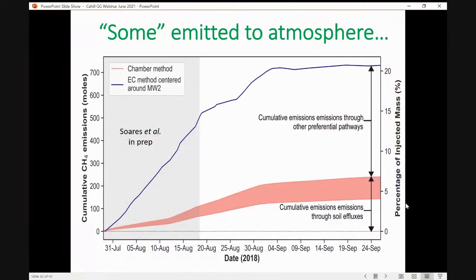And now we've had time to think and look at all this data. We've started to calculate a bit of a mass balance here, as one of the key questions is, how much of this gas we injected emitted to atmosphere? By looking at what we saw in the chambers versus the eddy covariance tower, we start then to be able to look at total mass emitted versus that retained in the subsurface. And we could see 20% emitted and 80% retained.